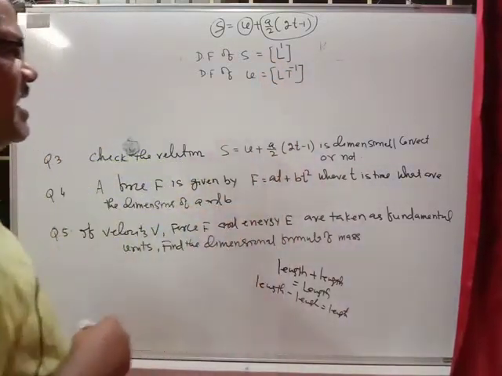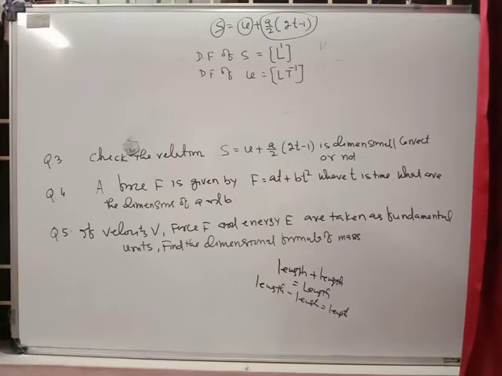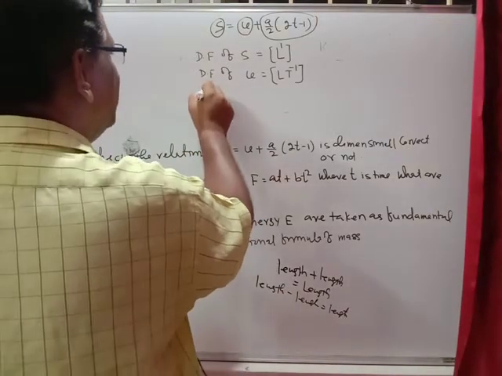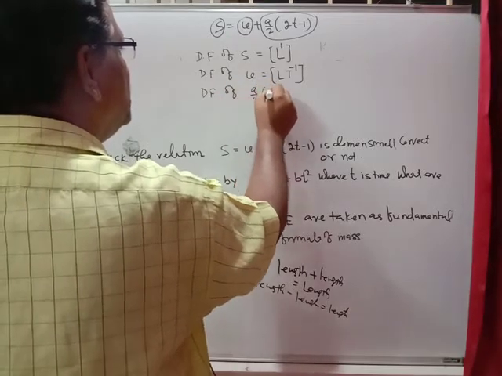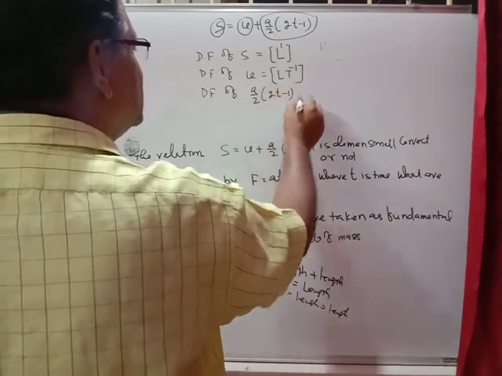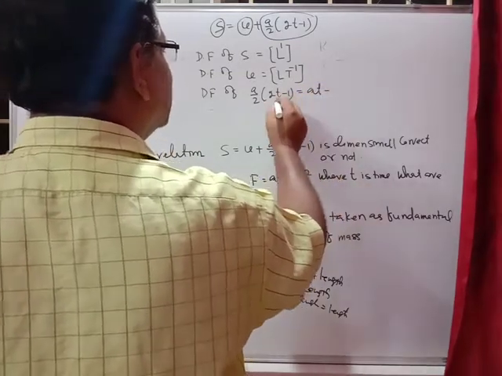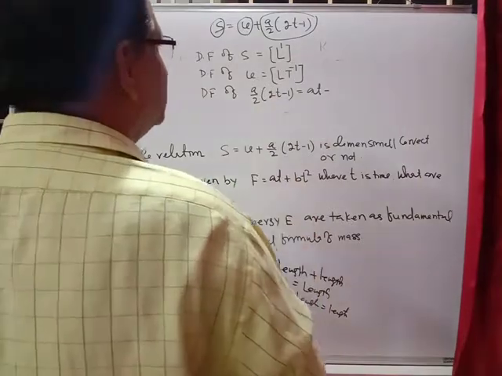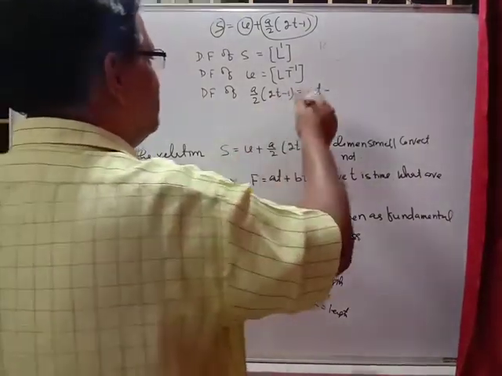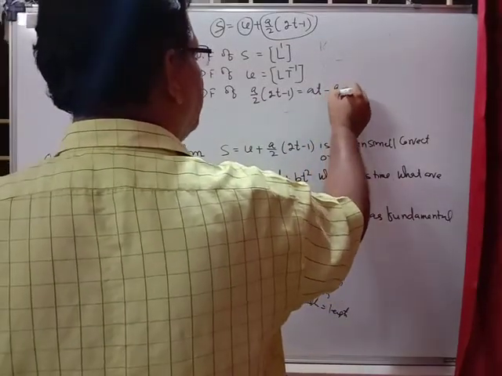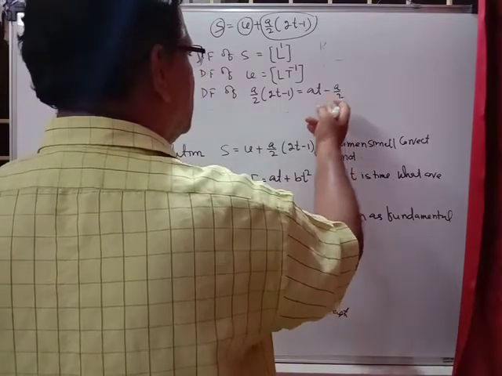Check the relation LT minus 1, that is S equal to U plus A by 2 into 2T minus 1. What is the dimensional formula of A by 2 into 2T minus 1? This can also be written as AT minus, if you open these terms, AT minus A by 2. What will be the dimensional formula?